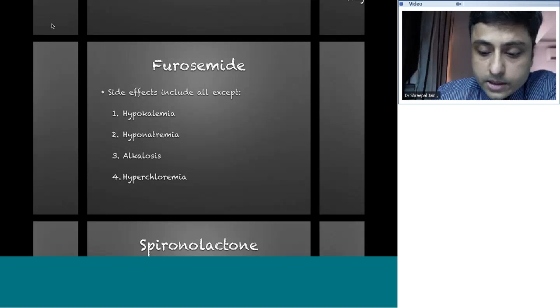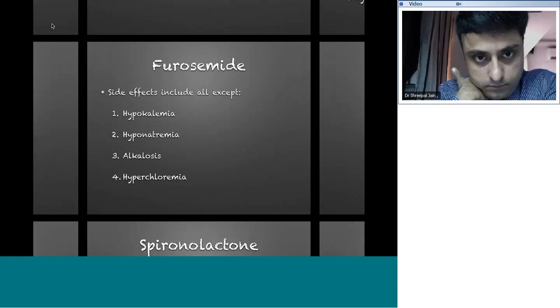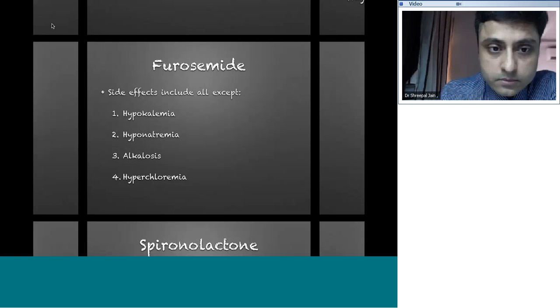Coming to the next drug in the diuretic section, spironolactone. So again, the same options. Does anyone want to take a chance? I think this should be pretty easy. Mechanism of action.